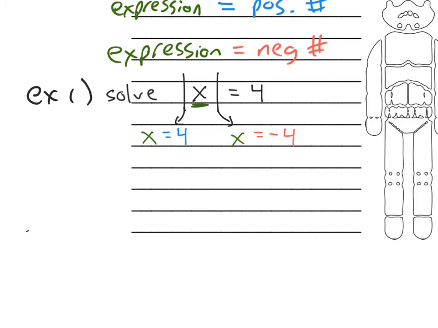All right, so typically we'll have more things to do, but hey, our x is already by itself and it's showing us our two different answers. And we thought that too. We knew that these two values were both 4 units away from 0 on the number line.